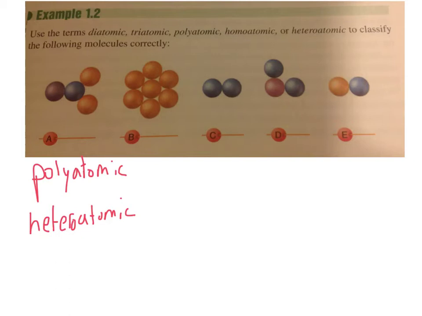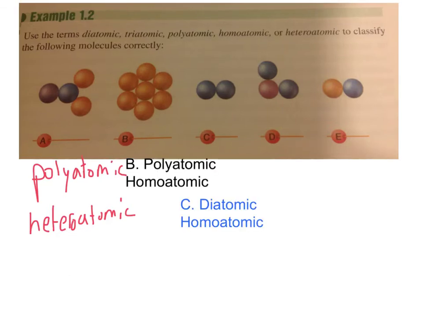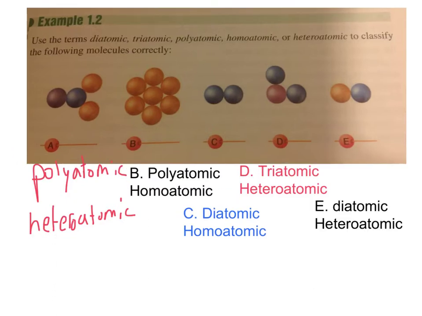Okay, I want you to take a second and see if you can classify the others, and then I'll actually write the right answers for you. Okay, B is polyatomic and homoatomic. I hope you paused the video so you could try and guess. I'm going to put the rest up. So if you didn't, pause the video so you can see if you can do the rest. Okay, C is diatomic and homoatomic. And D is triatomic and heteroatomic. And E is diatomic and heteroatomic. So if we get those right, that takes us through the end of 1.3.